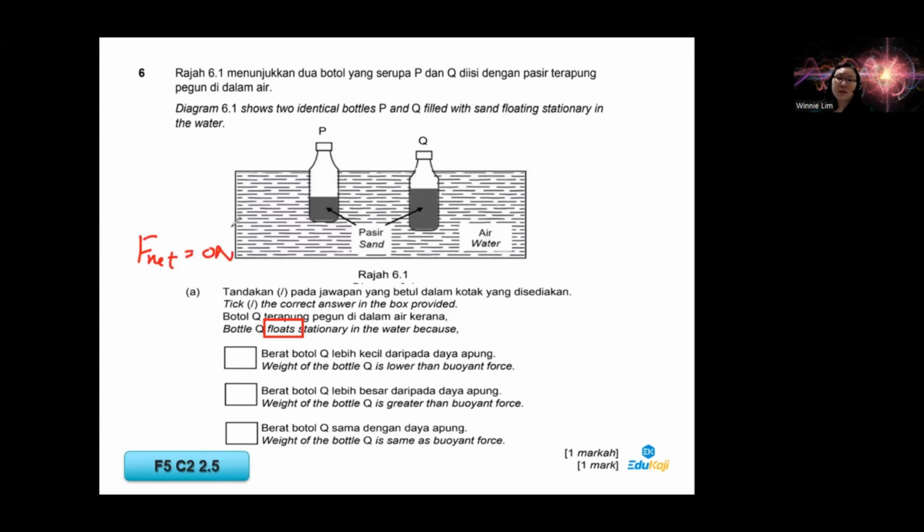Okay, that means if they were to ask you to label the force acting on the object, you always label on the object. The downward force is actually the weight and the upward force is actually the buoyant force. So if net force is 0, it means the value of above must be the same as below. So that's why your answer is supposed to be the third one.